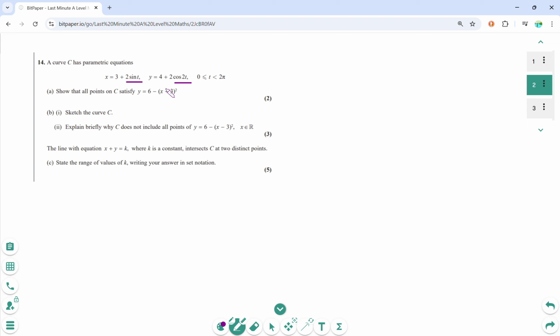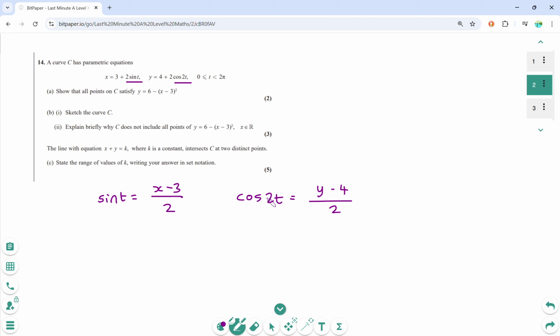Okay, but first things first, we're going to make the trig part the subject here for both of them. So we're going to do sine t is (x minus 3) over 2. And then here we're going to get the cos part by itself. So cos 2t is (y minus 4) over 2. Okay, and now we need a trig identity that links the two. So you can see this is cos of 2t, this is sine of t. We can use the double angle formula here.